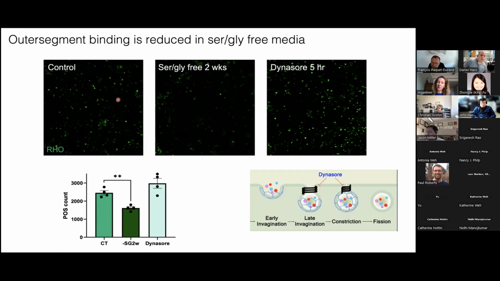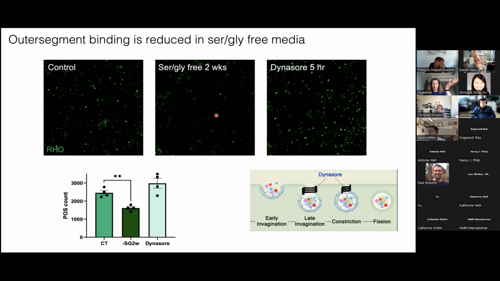So what we found, kind of similar to what we had seen in the flow cytometry, is that there were fewer internalized POS, or these outer segments, on the serine glycine free cells. And because in this case, the Dynasore actually showed a lot more, we think it's not an issue with the actual engulfment of the outer segments and bringing it in. We think it's above that step. So it's the binding and recognition and the actual ability to hold the outer segments down that would be impaired in our serine glycine free media.